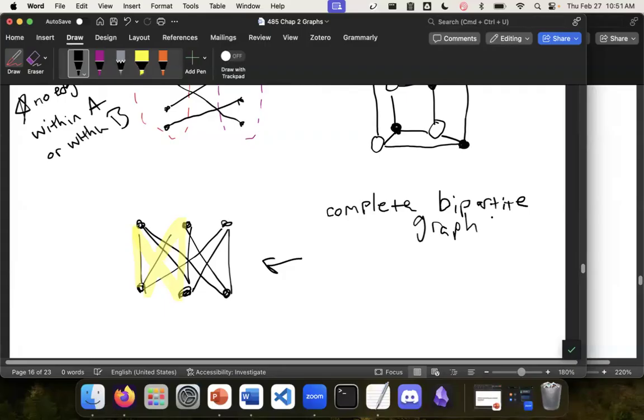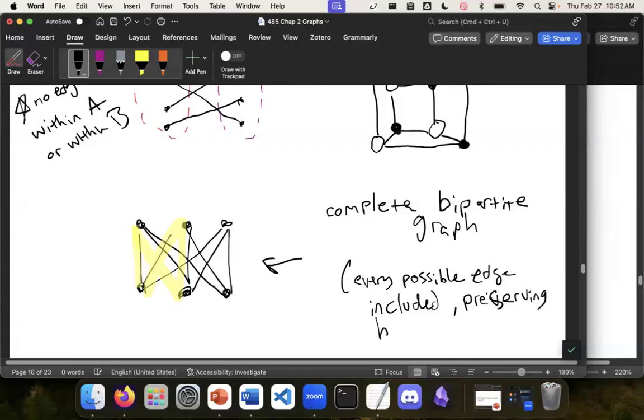Where we can combine these definitions of we know what bipartite means and we know what complete is, and so we modify the complete definition to apply so that the bipartite property still holds, where we've got these two independent sets, which is just that every possible edge is included while preserving the bipartite property.